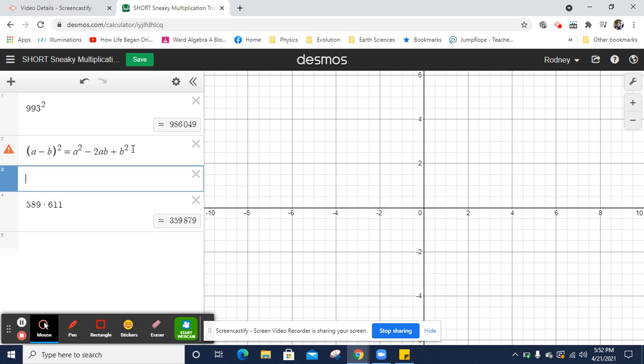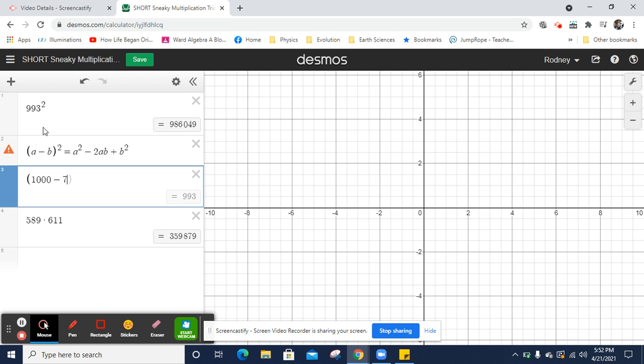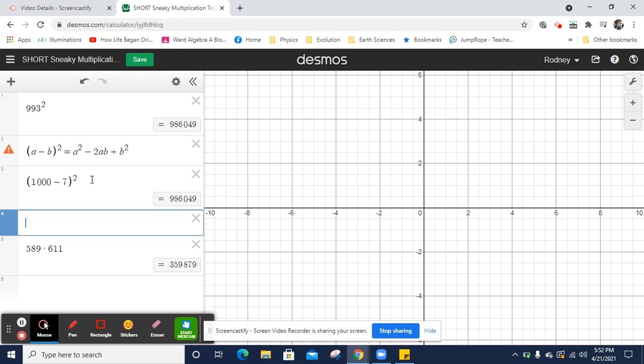So what I mean by that structure is I'm going to take 993 squared, and I'm going to come up with some number that is reasonably easy to work with. And 1,000 is close to it. If I subtract 7 from it, I get 993. Now I'm going to be squaring that, and you'll see that I get the exact same thing here. Okay, let's go through the process. I'm going to take the 1,000, that'll be my a, and the 7, that'll be my b, and I'm going to plug it into this whole structure.